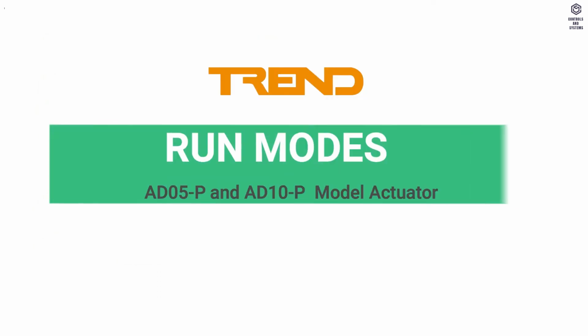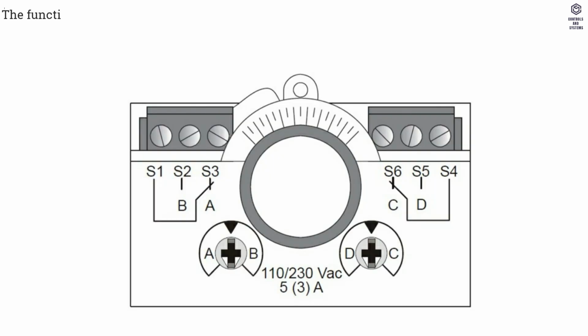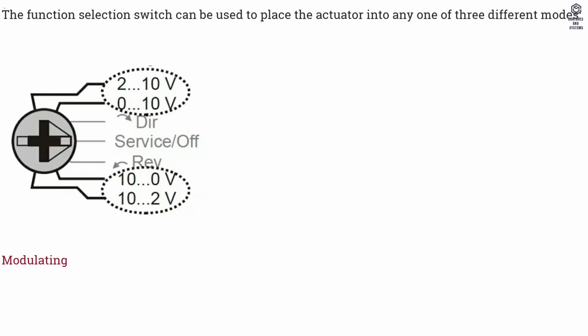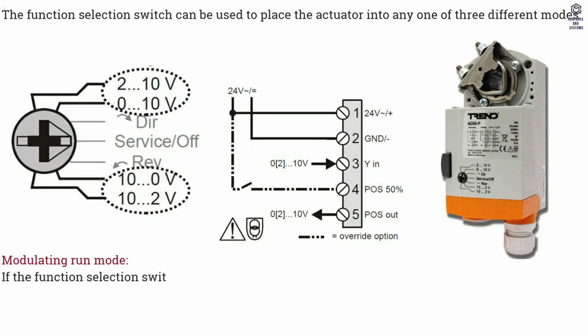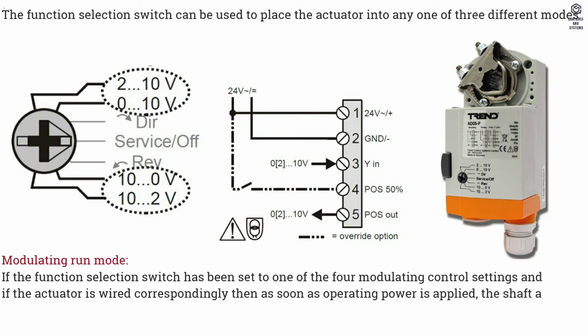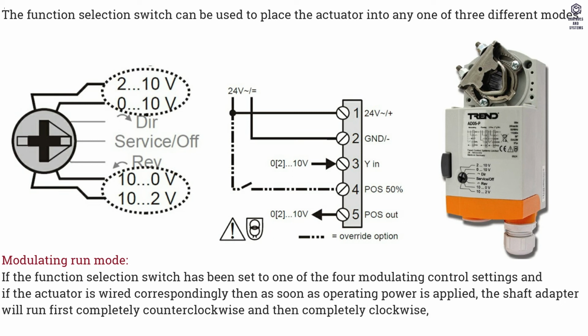Run modes. The function selection switch can be used to place the actuator into any one of 3 different modes. Modulating run mode. If the function selection switch has been set to one of the 4 modulating control settings and if the actuator is wired correspondingly, then as soon as operating power is applied, the shaft adapter will run first completely counterclockwise and then completely clockwise, after which it will run according to the control signals applied.